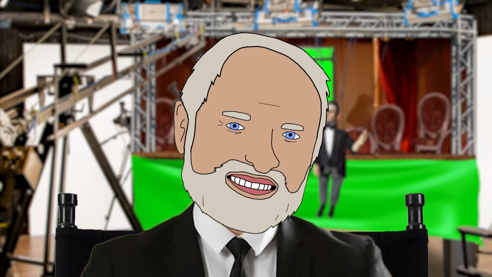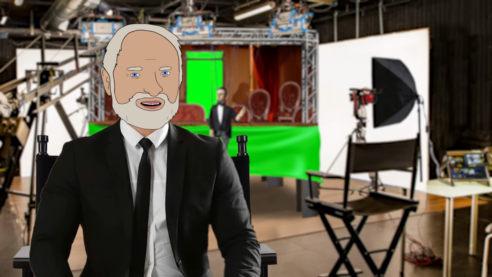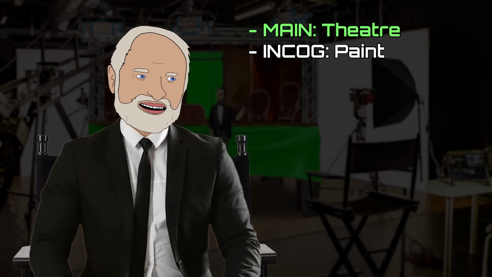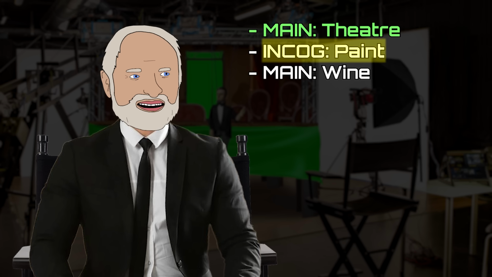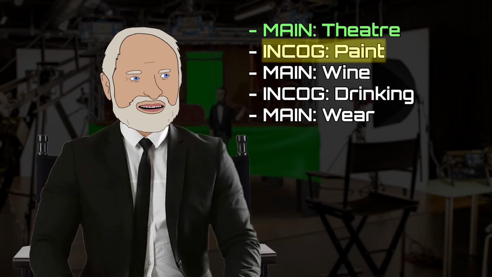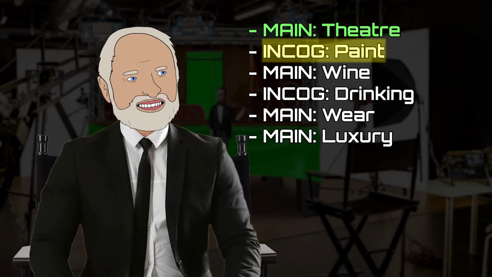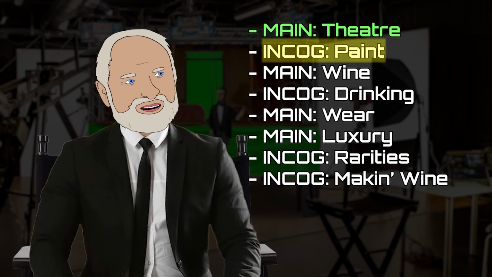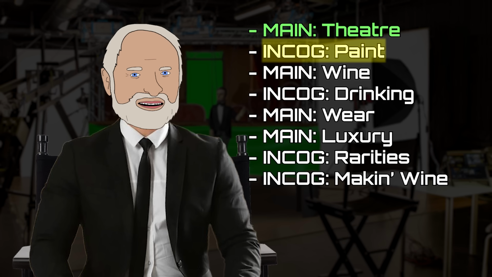Hello, incognito mode videos now. Alright, so the schedule for this mini-series goes like this. We did the main channel on theatre, then an incognito mode on painting, which is this. Then there's a main channel on wine, and then an incognito mode on a bunch of stories around wine. And there's a main channel on things that people wear. There's a main channel on luxury goods, and then we round the whole thing off with 2 more incognito modes. And then I go back into cryostasis.